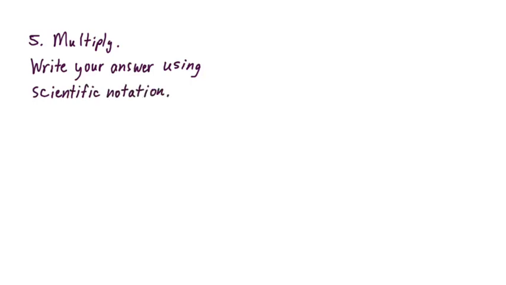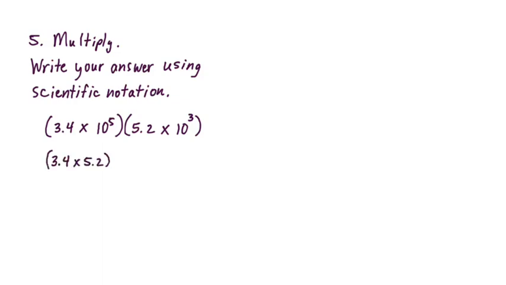What if I say multiply, and we're going to write our answer in scientific notation. And so we have 3.4 times 10 to the 5th power times 5.2 times 10 cubed. So we're going to multiply these out, and we're going to write our answer in scientific notation. So notice with multiplication, we know we can multiply in whatever order we want. Let's multiply the 3.4 and the 5.2, and we'll multiply our powers of 10.